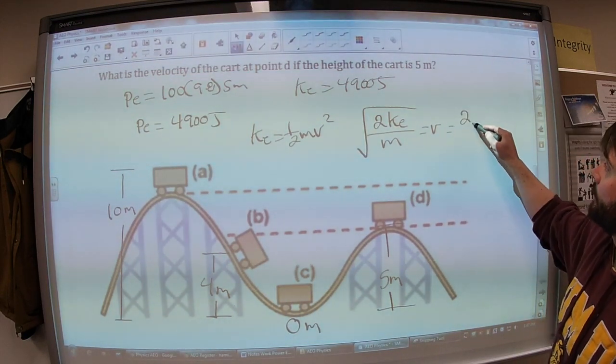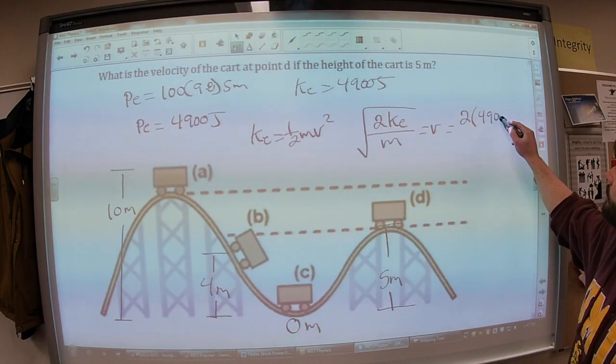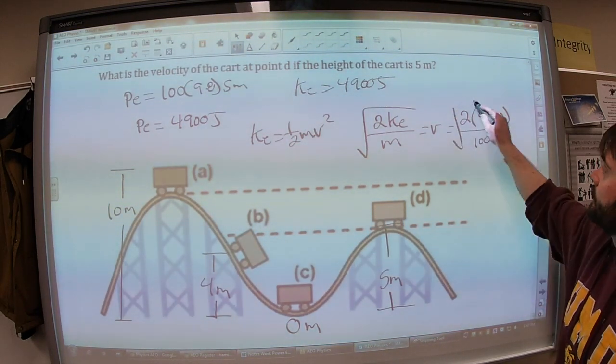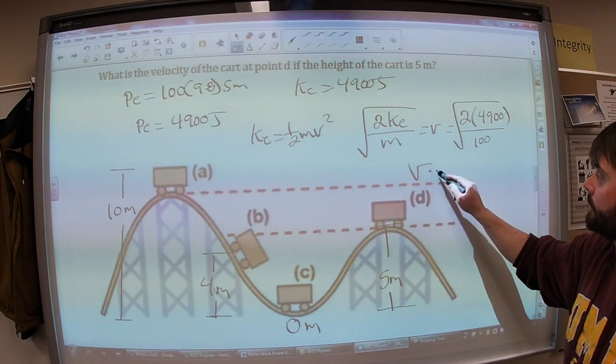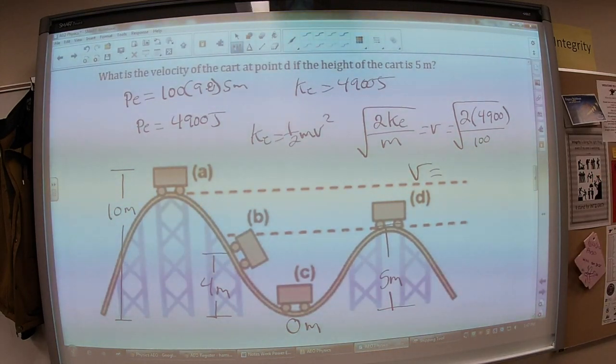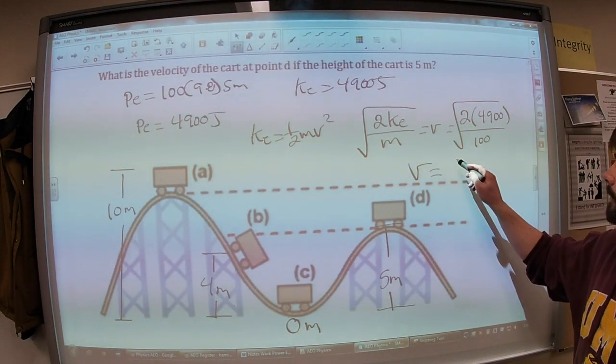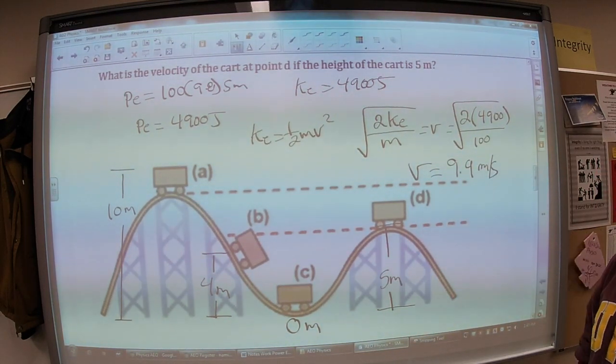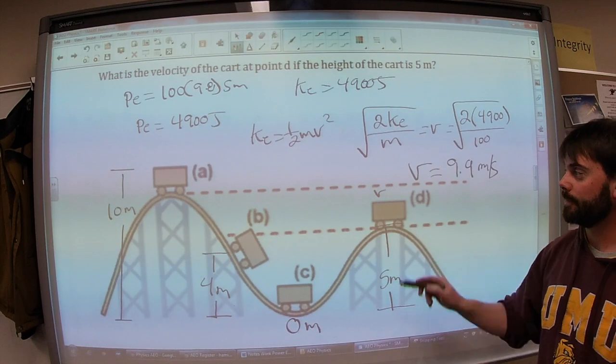So, plug in the values that we got. 2 times 4,900, the mass is equal to 100, square root it, and this will now tell us our velocity at that point. 2 times 4,900 gives me 9,800. 9,800 divided by 100 gives me 98. And if I take the square root of 98, I get approximately 9.9 meters per second. So that would be the velocity of the cart at this point right here.